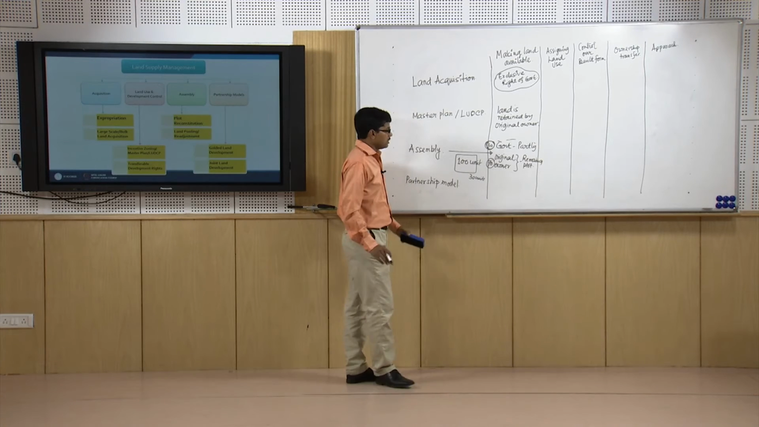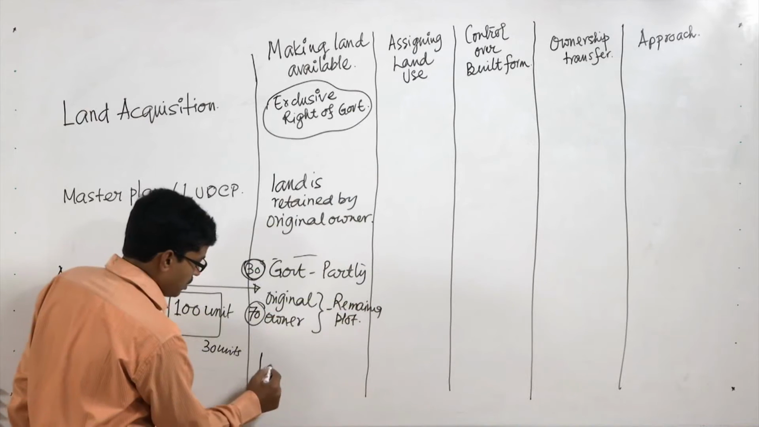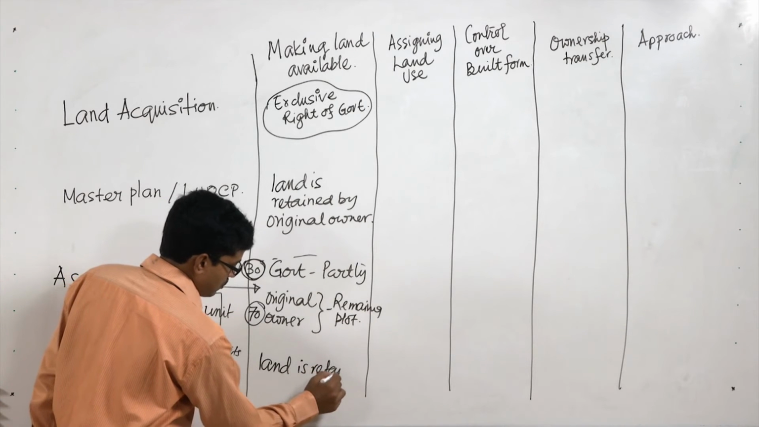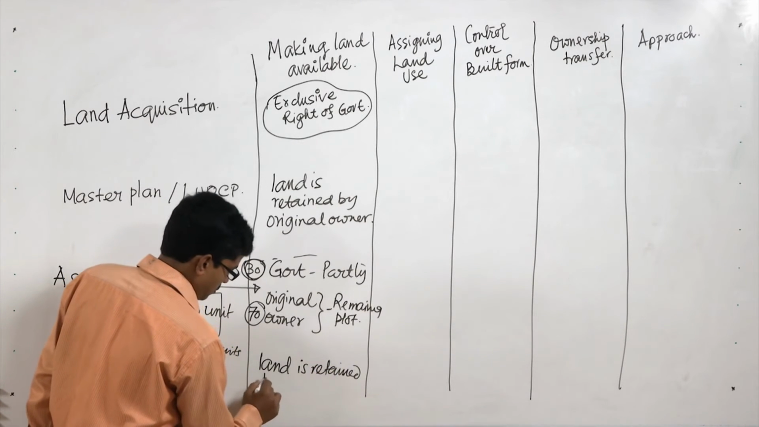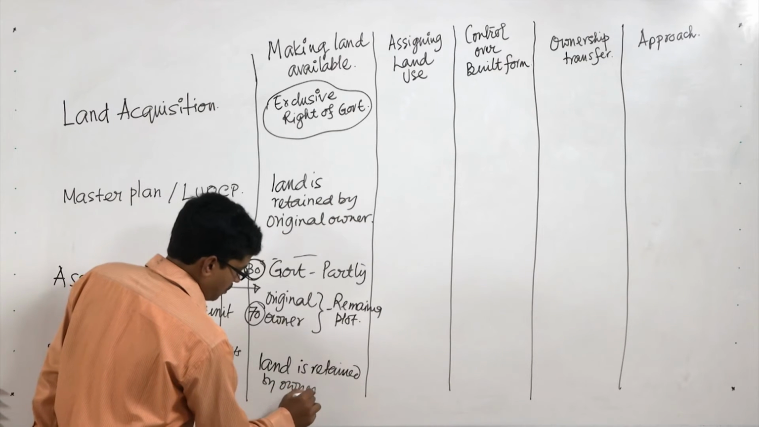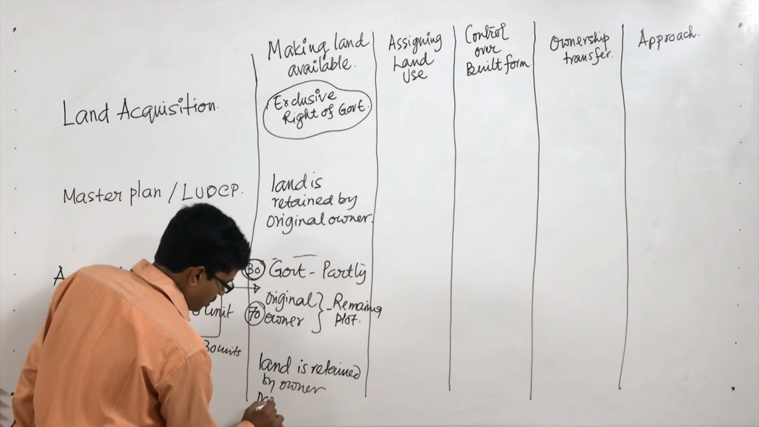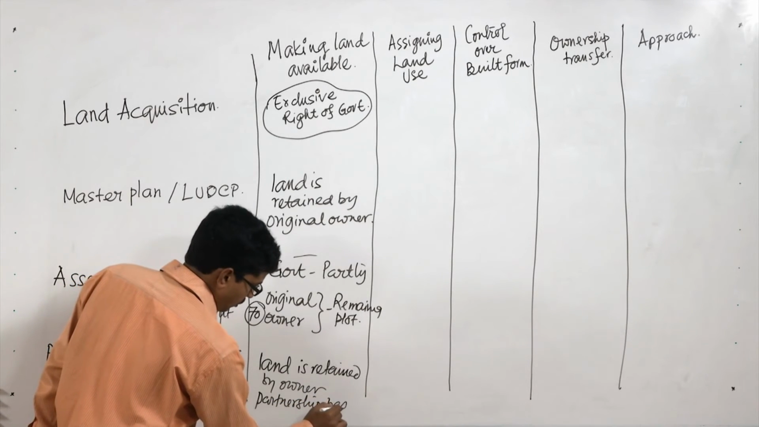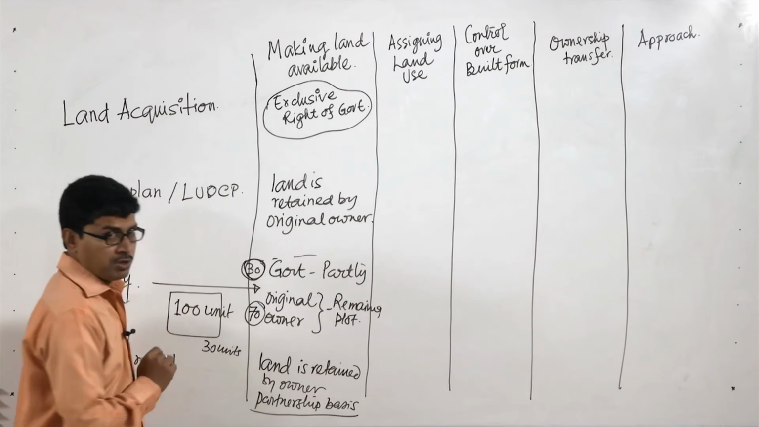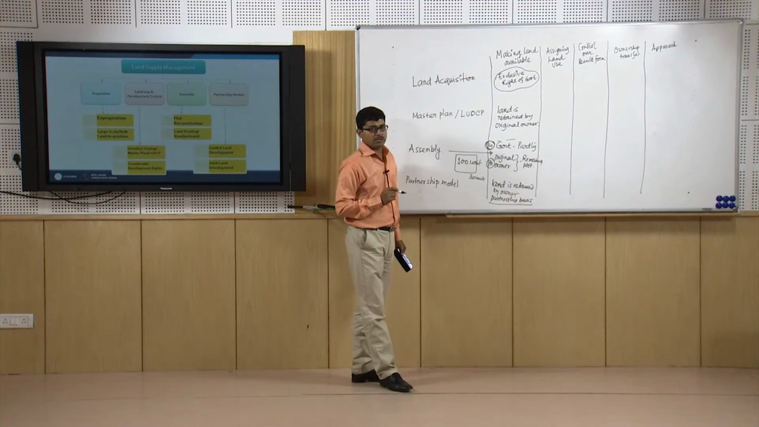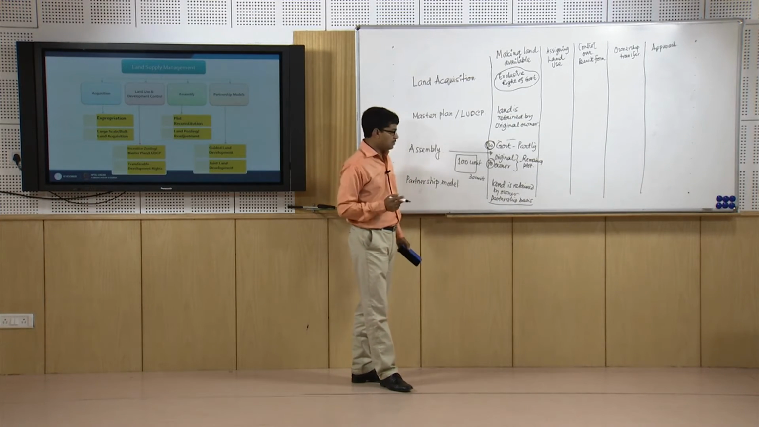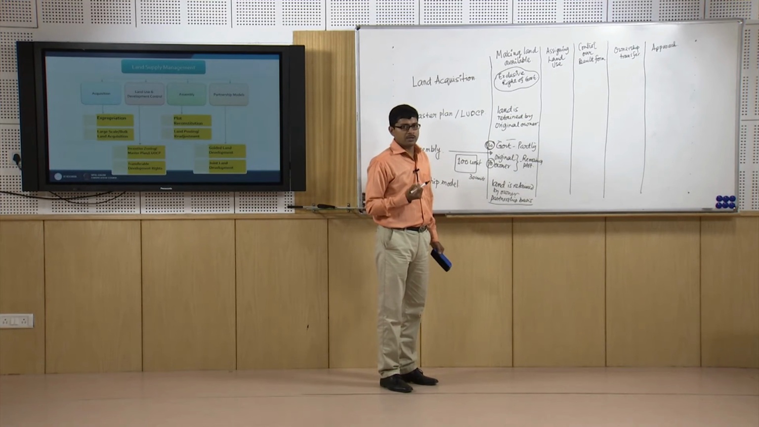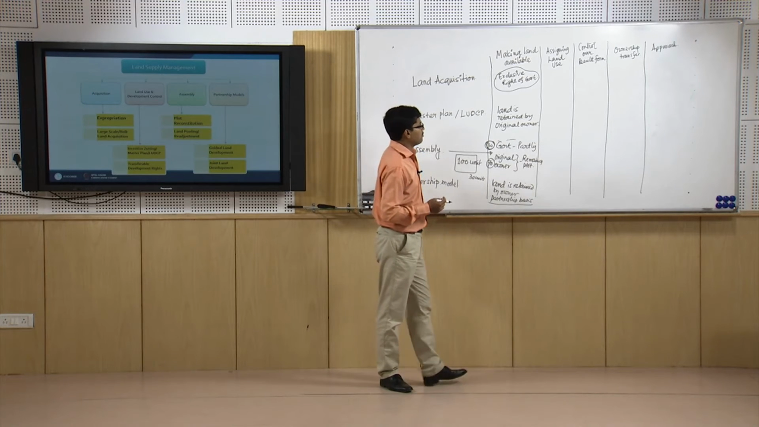In the partnership model, the land is retained by the original owner, but it depends on the partnership basis. For example, if the land is owned by the government, they can share the ownership. If the land is owned by any private company, that can also be shared by the government and the private party.